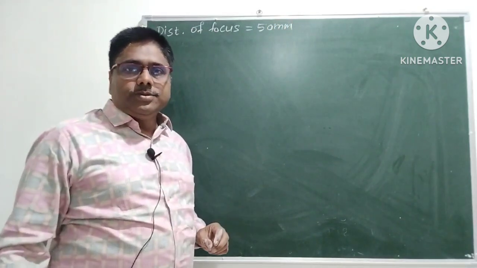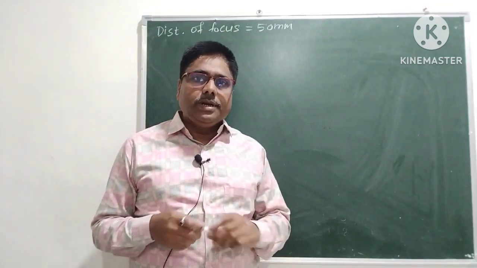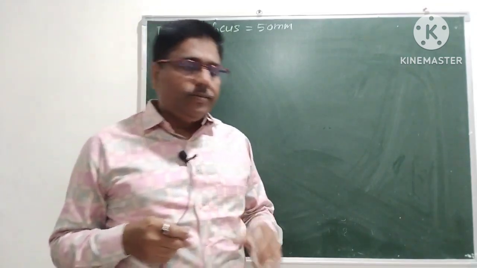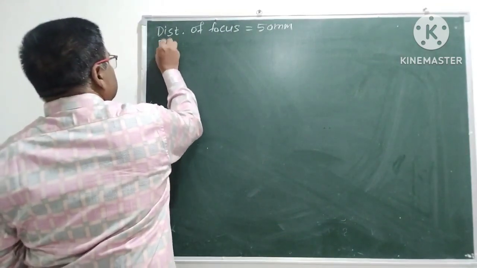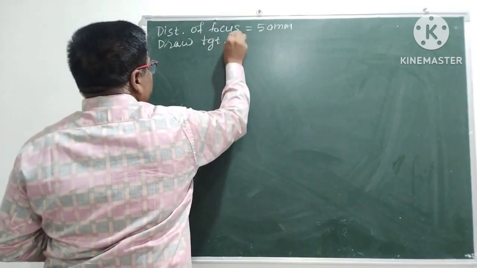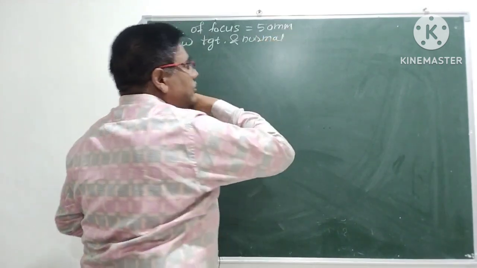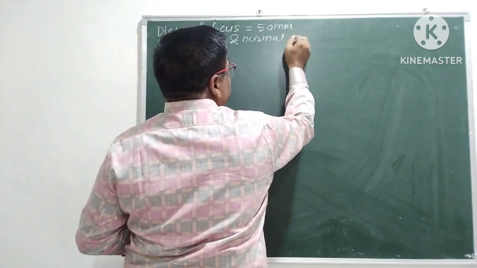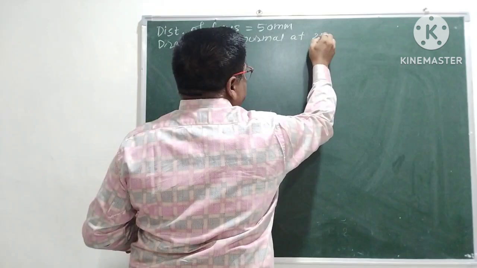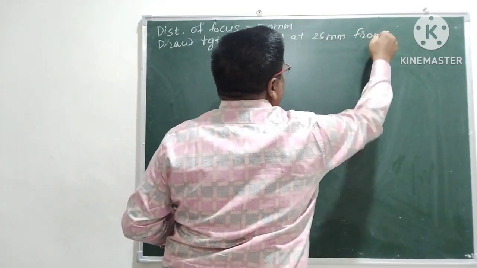And we are also asked to draw tangent and normal to the curve at 25 millimeters from focus. Draw tangent and normal. At what distance? At 25 millimeters from focus.